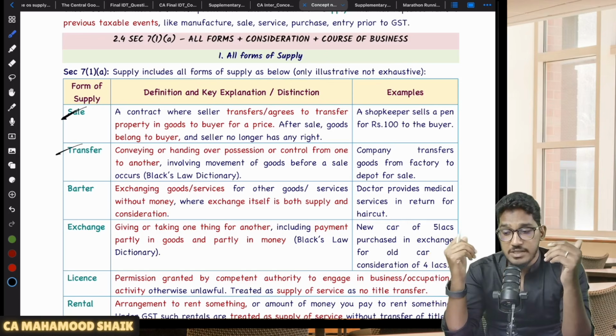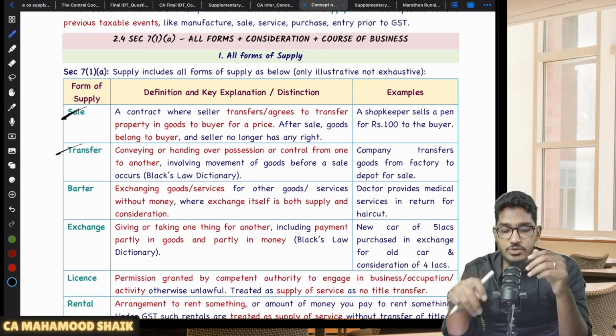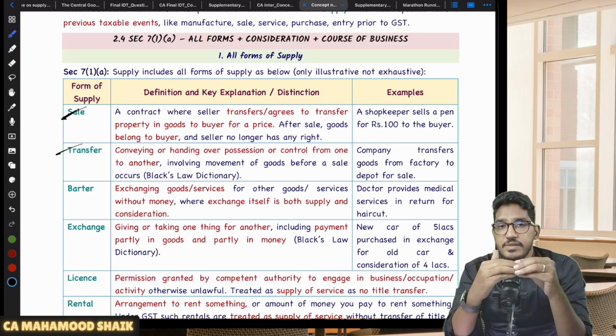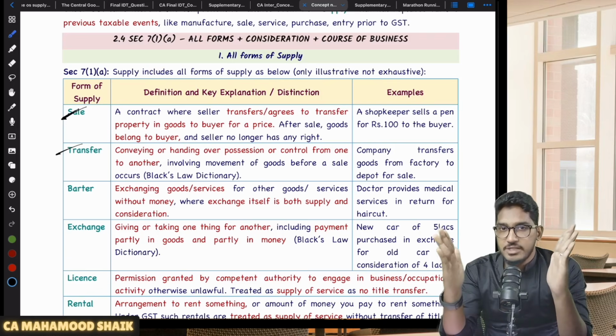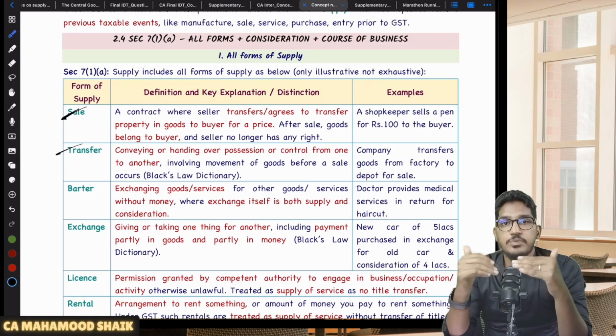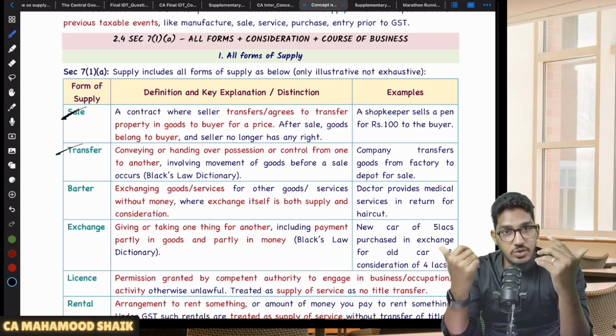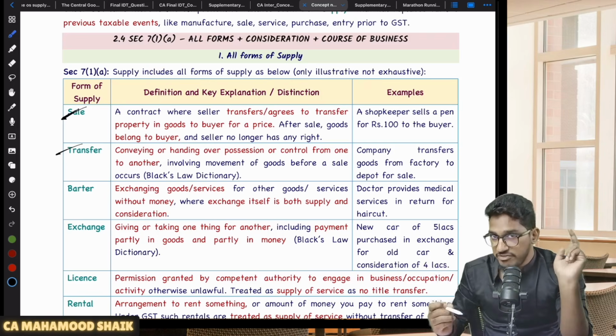I'm not doing a sale, but instead I'm doing a transfer. Transfer also could be a form of supply. Sir, what do you mean by transfer? Let us say, for example, from the factory, the goods are getting transported to the sales depot. From the sales depot, they are getting transported to another branch. So that I call transfer. Transfer also could be a form of supply.